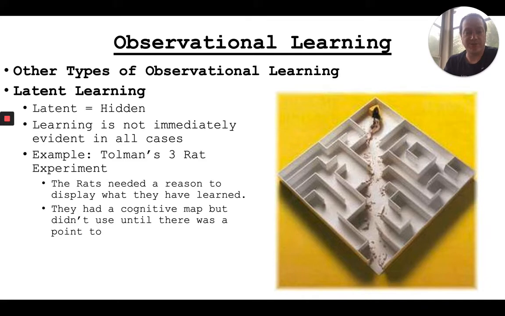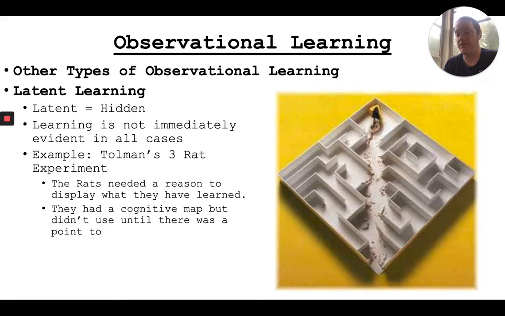All right, a couple other things real quick, and then I'm going to wrap this up. Latent learning is learning that is happening but is not immediately present. For example, there was an experiment. Edward Tolman took rats and put them into mazes and just let them walk around.